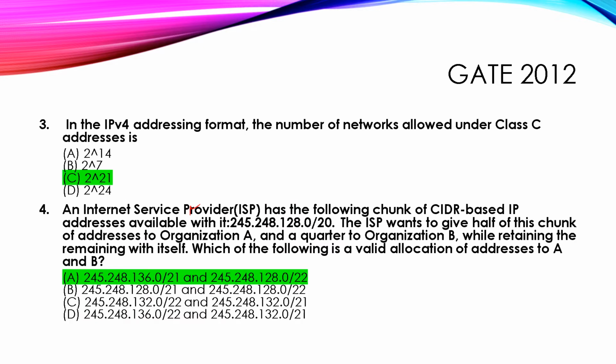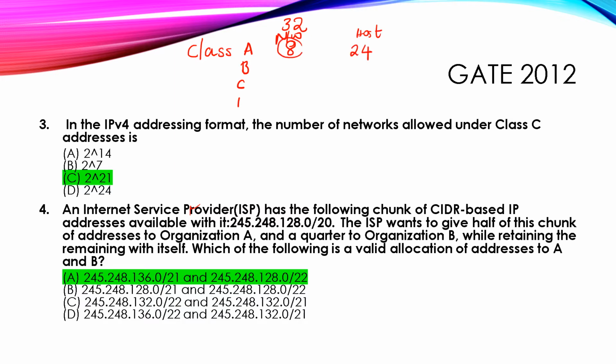The next question: in the IPv4 addressing format, the number of networks allowed under class C. The addresses are classified into classful and classless. In classful, it is classified as class A, B, C, and D. An IPv4 address has a total of 32 bits. Out of this 32, 8 will be used for network ID, and for the host, the remaining 24 bits will be used in class A.